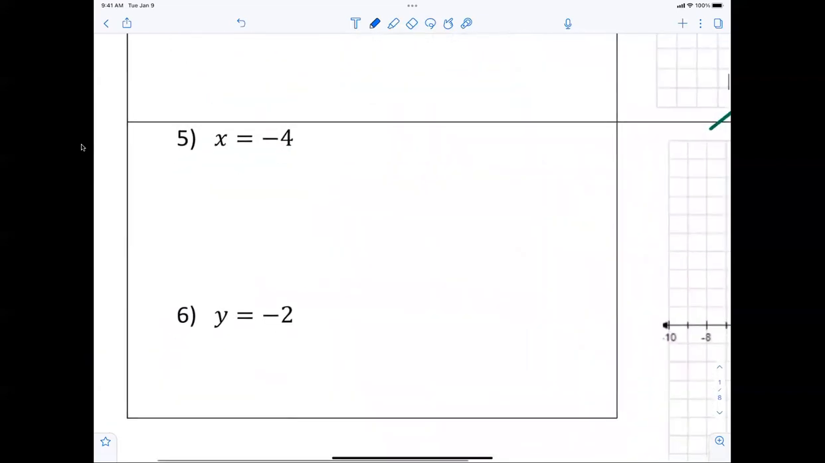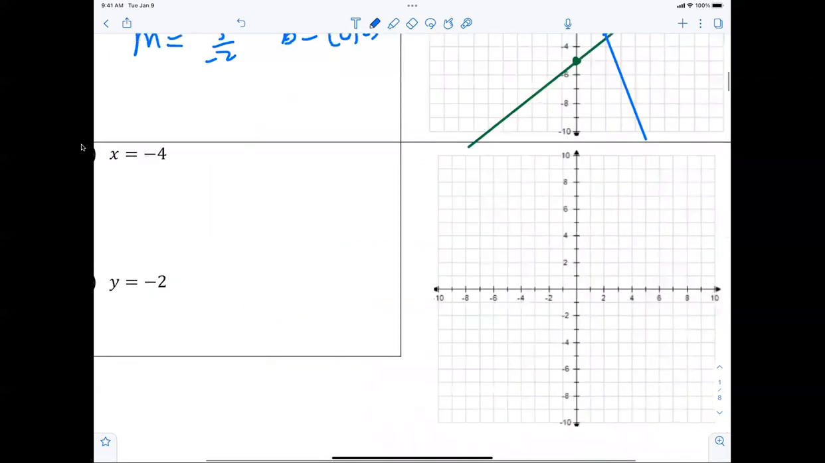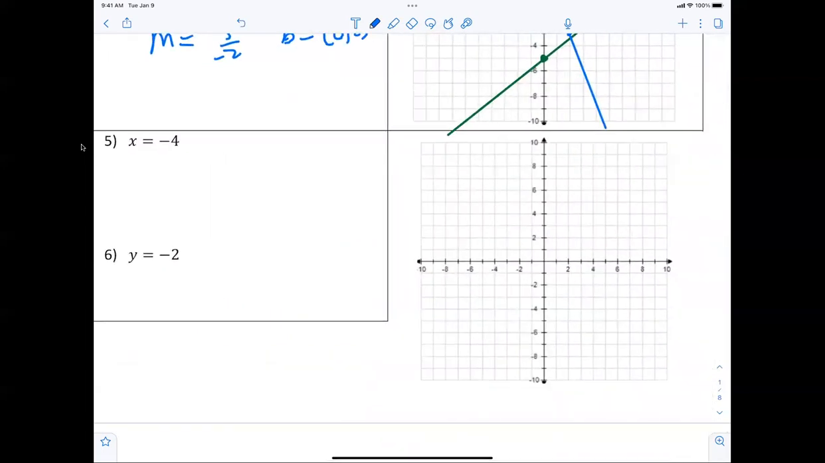Now, number 5. These are things we just know. From last week, I said graph x equals -4. And what kind of line is that? For those guys who don't know, lines are always straight. So x equals -4. How I remember that is go to x equals -4, put a dot. Put a dot at x equals -4. All of the x values are -4.